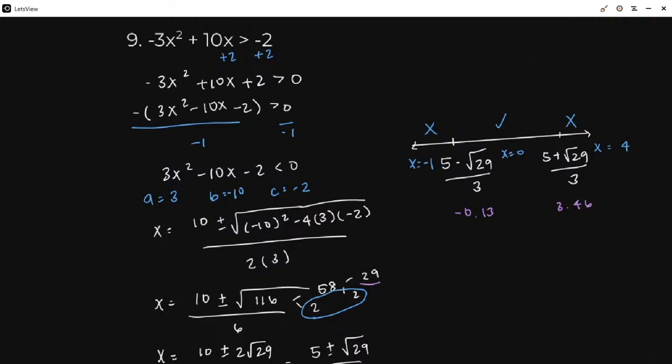Okay, so that means our answer is between 5 minus rad 29 over 3 and 5 plus rad 29 over 3. And it's not going to be equal to because our problem wasn't equal to.